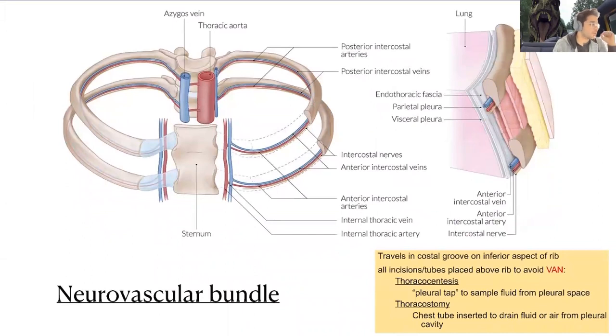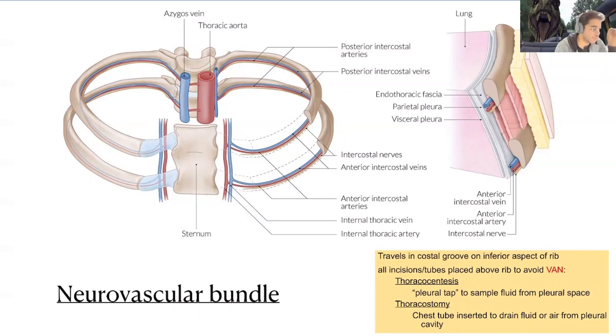Now, remember in terms of your neurovascular bundles, the mnemonic is VAN. And that's really important because whenever you're doing a pleural tap or a thoracostomy, important to remember is not to hit one of these. That's why you're going to go at the inferior, right, nerve, and then you're going to go this way, right, puncture right through and not hit the lungs, right? So the important thing is you don't want to hit the neurovascular bundle, which is the VAN, right?